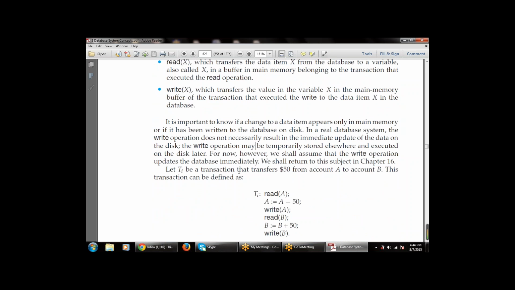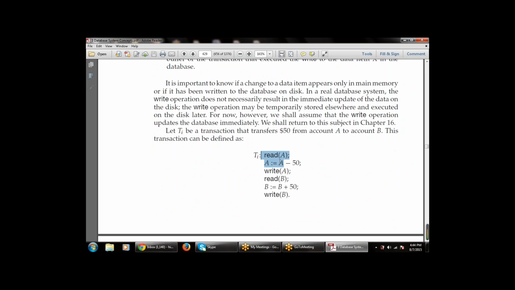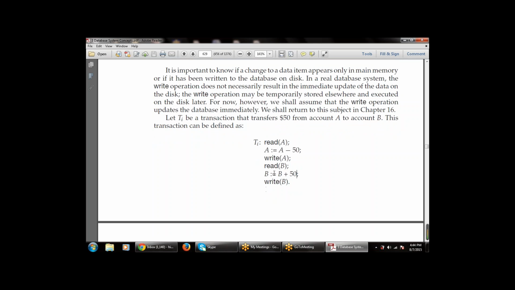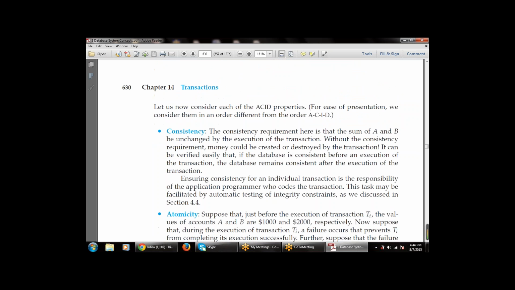Let Ti be a transaction that transfers 50 from account A to account B. This is one of the transactions. First of all, there will be a read A, and A equals A minus 50. Then there will be a write A, then a read B, then B equals B plus 50, then write B. So first the read will be carried out, then the operation, and then the result is written to the database, that is write A. In the same way, read B, B equals B plus 50, then write B.